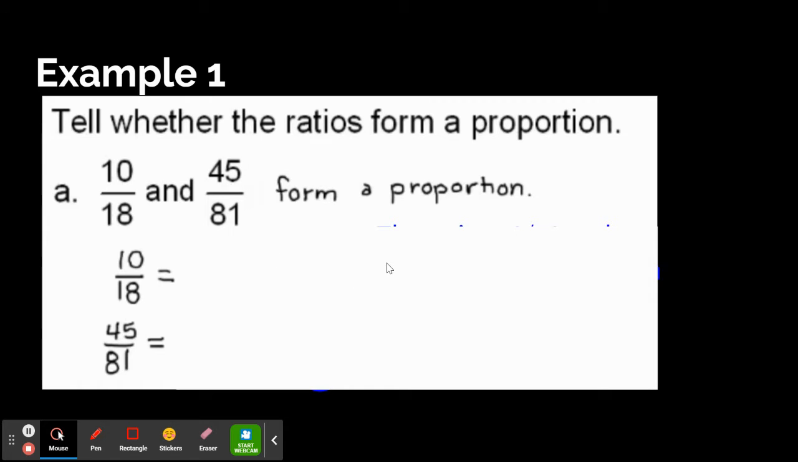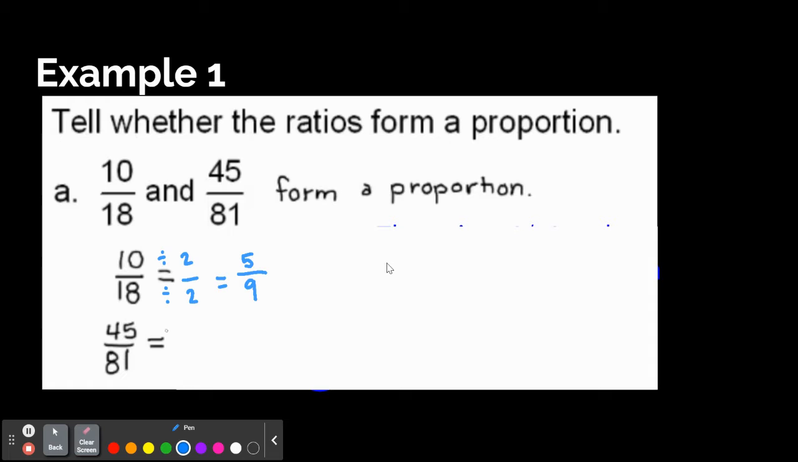Here's an example. We have 10/18 and 45/81. Let's go ahead and simplify both of these ratios. This first one I can see is divisible by 2. I'm going to divide both top and bottom by 2, and I get 5/9. Let's see what happens when we reduce this ratio here.